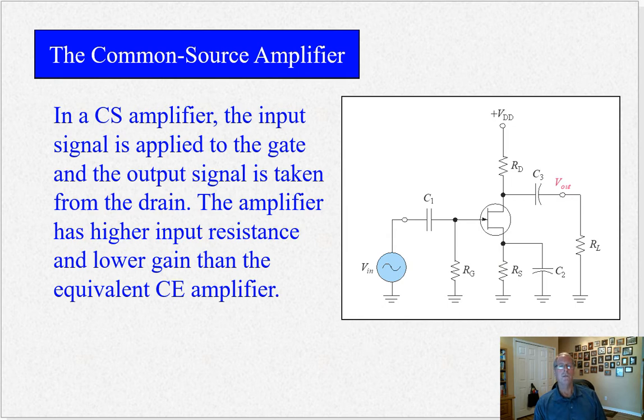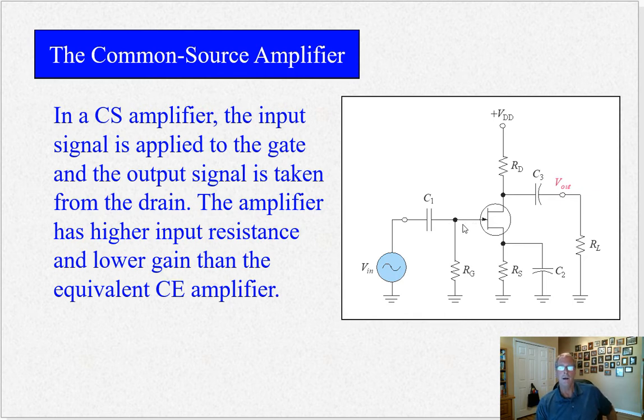We start with a common source amplifier, which is similar to the common emitter type amplifier. A common source has the source at near ground potential here. Notice the circuit looks very similar to a common emitter amplifier. The big difference is that the input impedance of this amplifier is much, much higher.